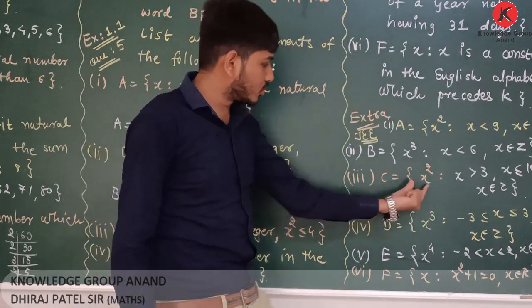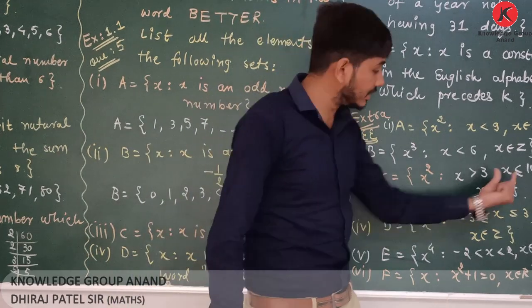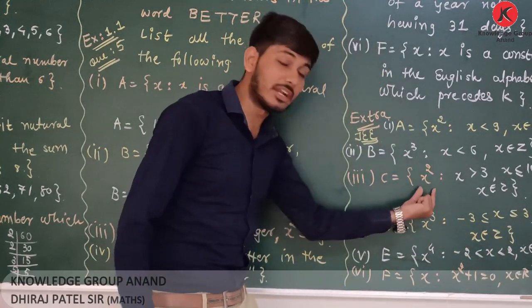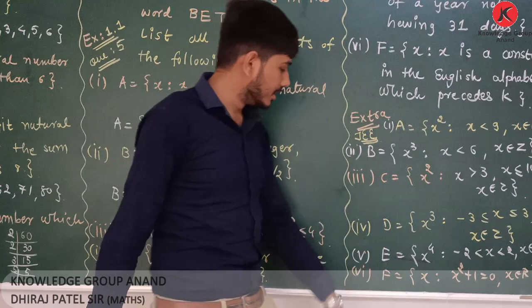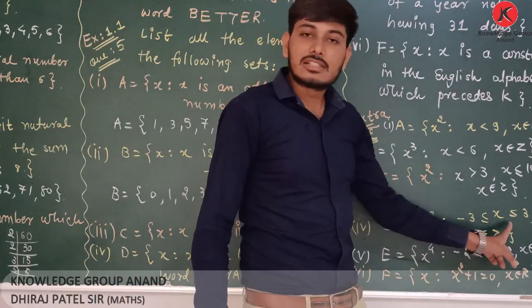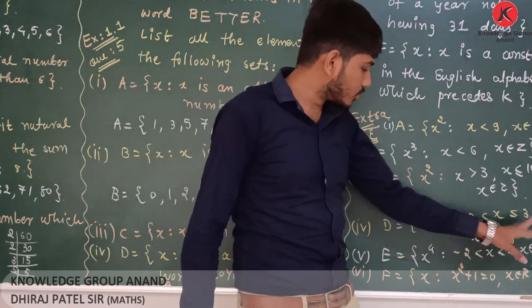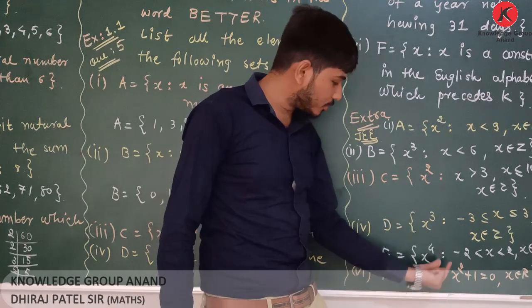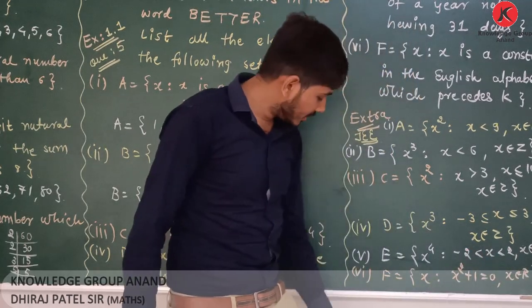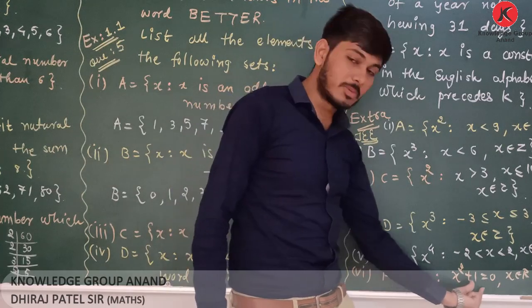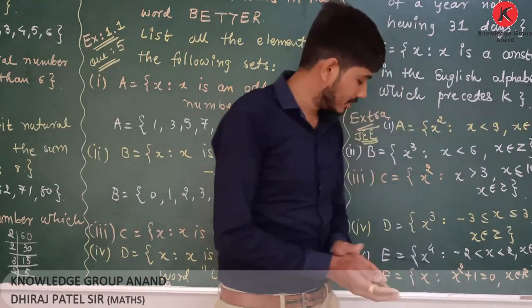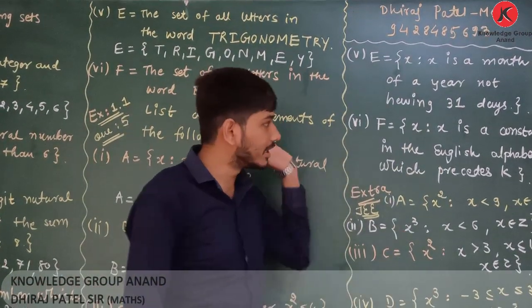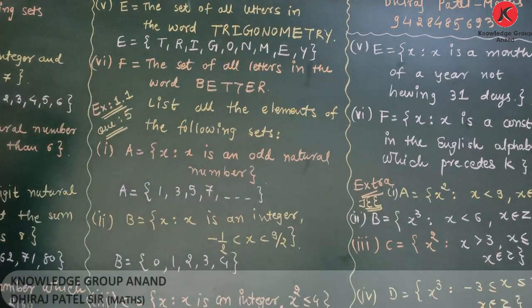Third one, C equals to x square such that x greater than 3, x less than or equal to 10, x belongs to Z. There are three conditions and you have to write x square. This is the hint. And D, x cube such that minus 3 less than or equal to x less than or equal to 3, x belongs to Z. Fifth one, E equals to x raised to 4. You have to write x raised to 4 which are satisfying these conditions. Okay. And F, x such that x square plus 1 equals to 0 and x belongs to R. Okay. You have to write x here. Clear? So this is the topic of JEE related to this topic. Okay.